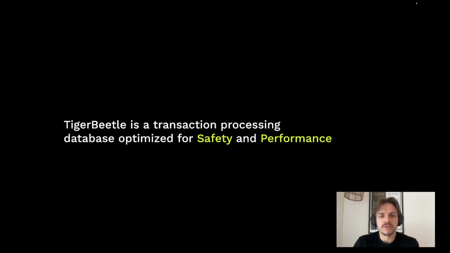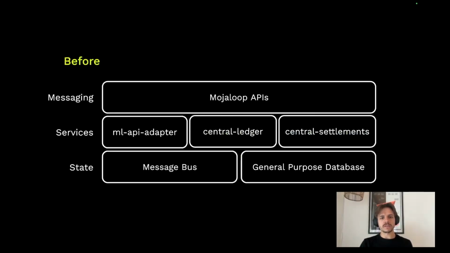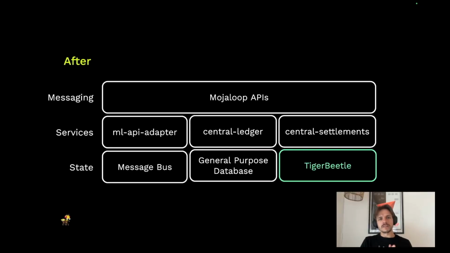Hi there. It's a pleasure to share an update on the work that we're doing putting Tiger Beetle into Mojaloop. Tiger Beetle is a transaction processing database optimized for safety and performance. What we're doing is putting Tiger Beetle alongside the existing MySQL general purpose database. Where before we had the general purpose database handling transaction processing, once we're done, all of the transaction processing will be handled by Tiger Beetle.